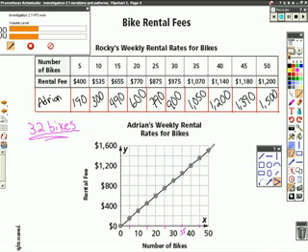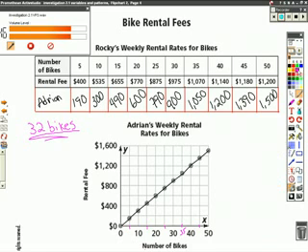And once we've connected it all, we find 32 for the number of bikes, which we would assume is about right here. And we're going to go up until we hit that line. Now from that line, we go over, which is about right here on our graph.